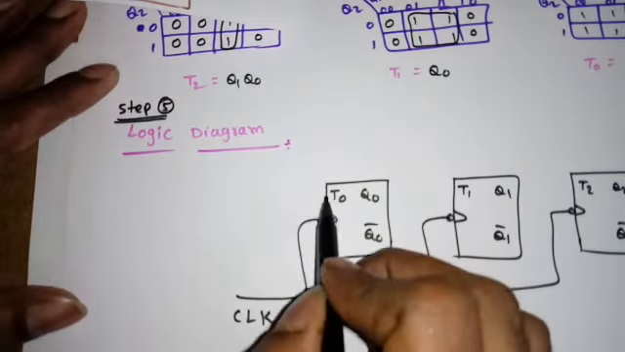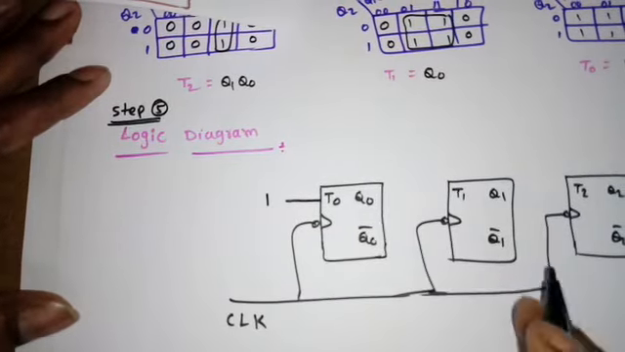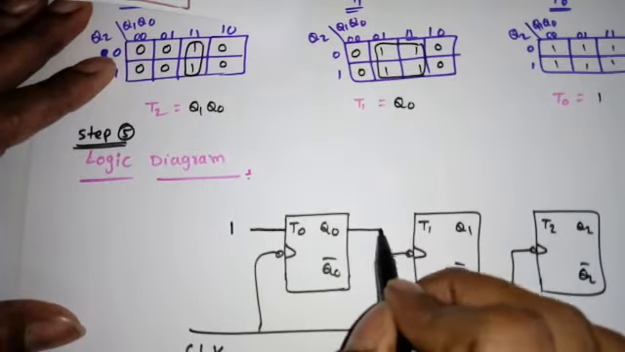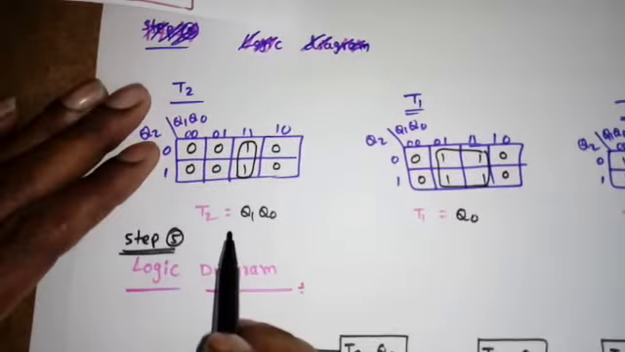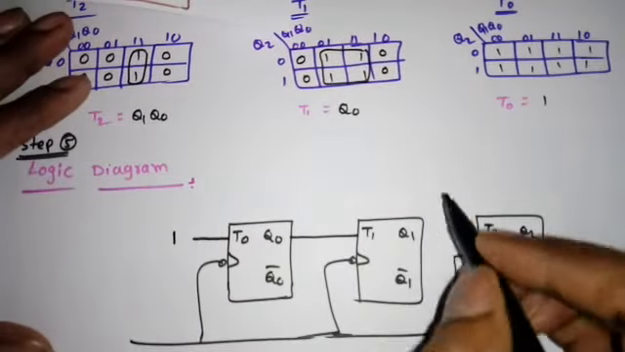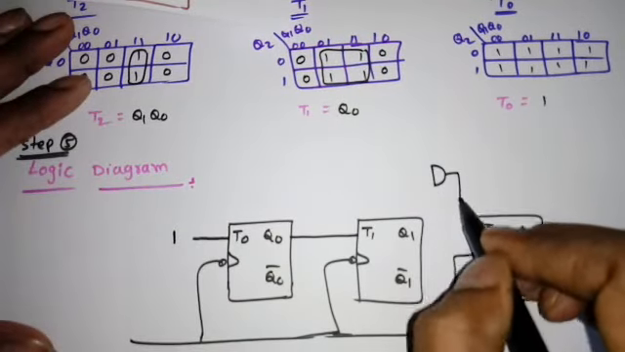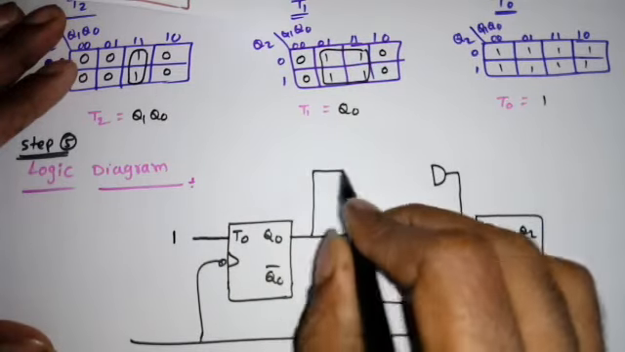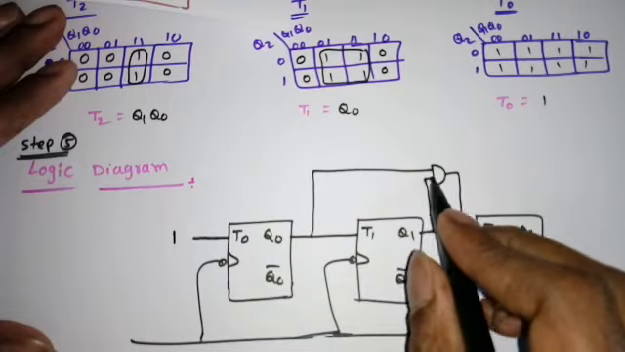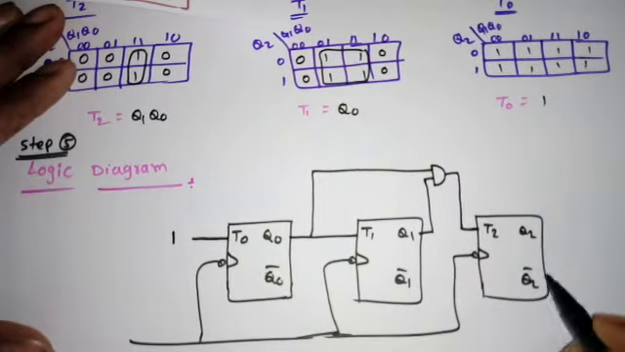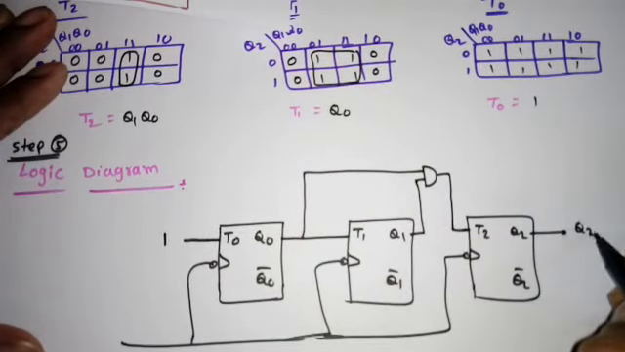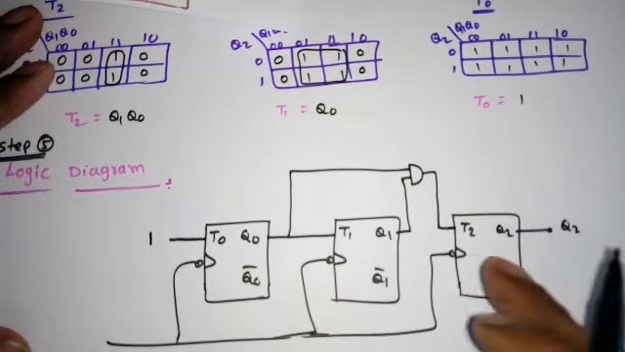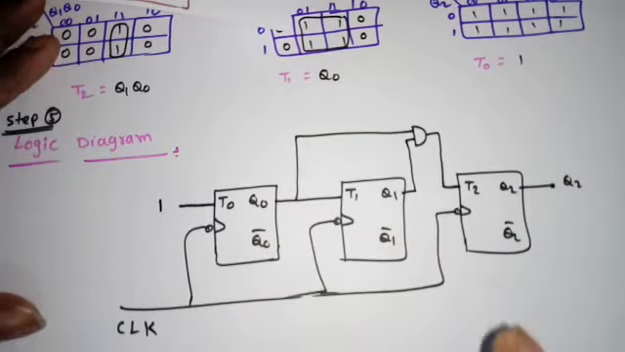Now, what is the T0 input? Always it should be 1. Next, what is T1 we got? It is same as Q0. So just apply this one here. Next, what is T2? Q1 into Q0. So we have to use an AND gate, and this output comes to T2, Q1 into Q0. So this is Q0, this is Q1. So this is Q2, right? So this is MSB, and this is LSB. So Q2, Q1, Q0. This is the logic diagram.